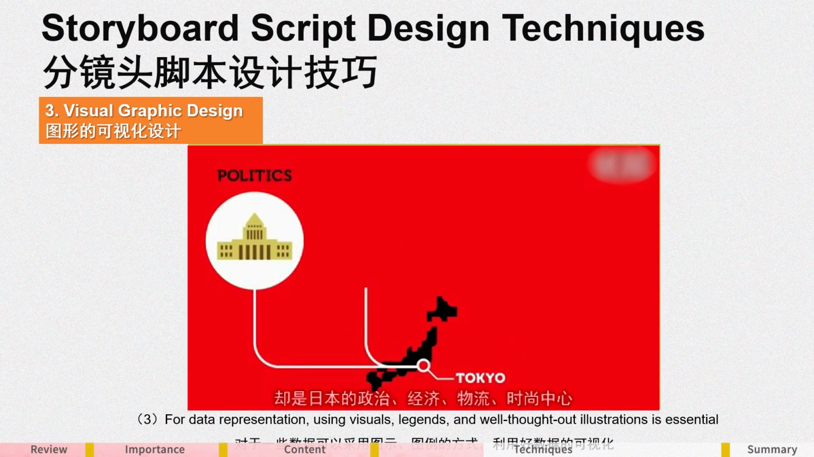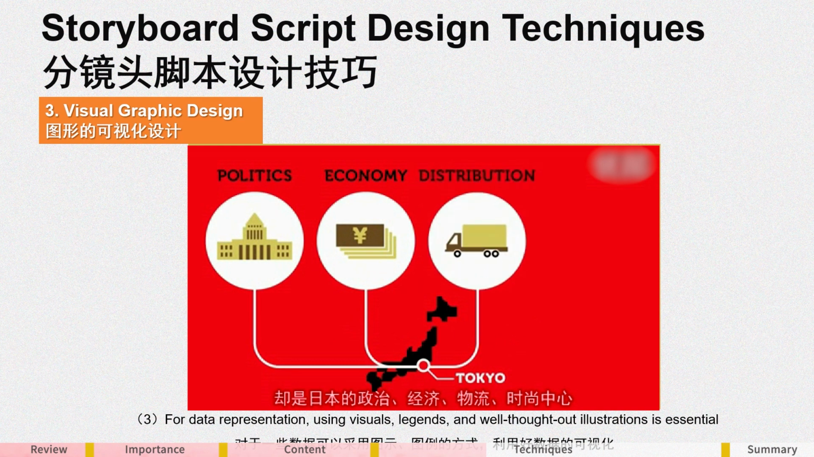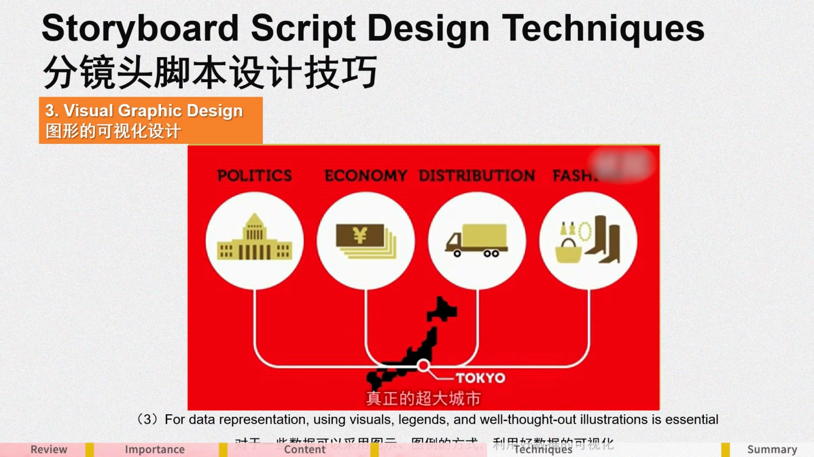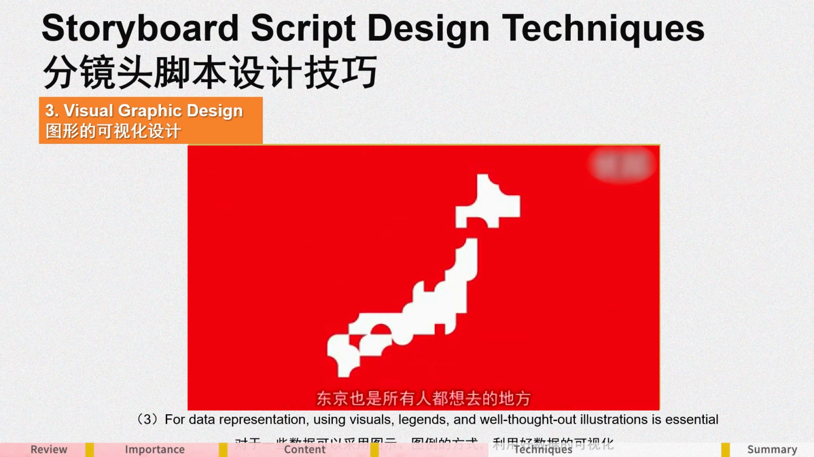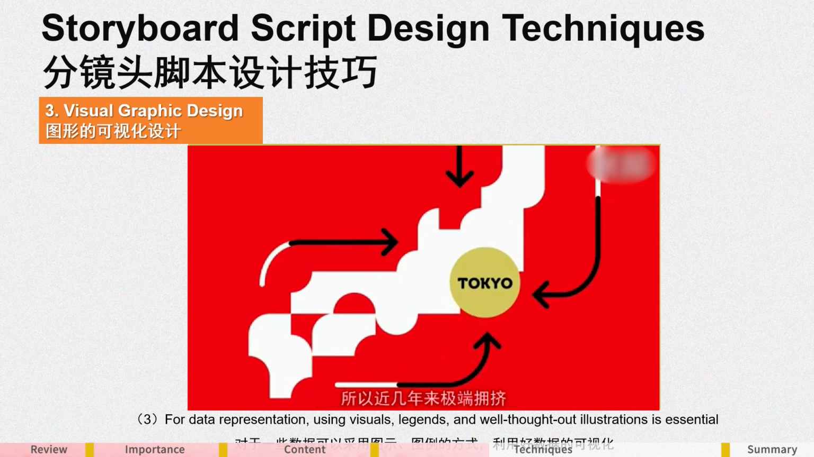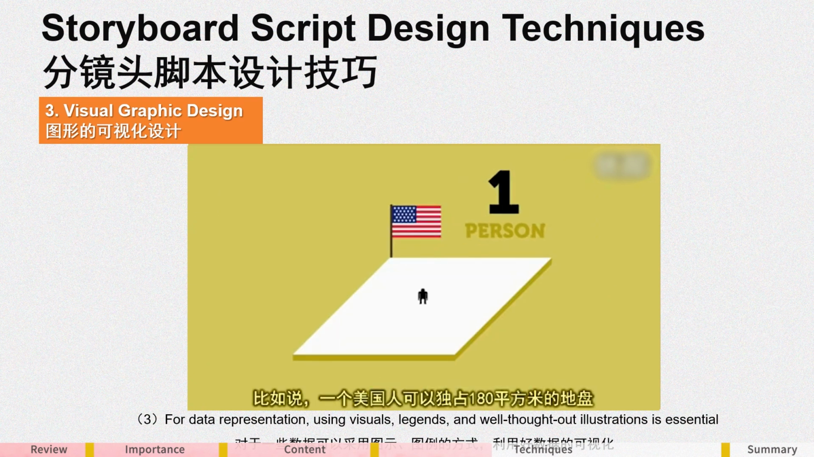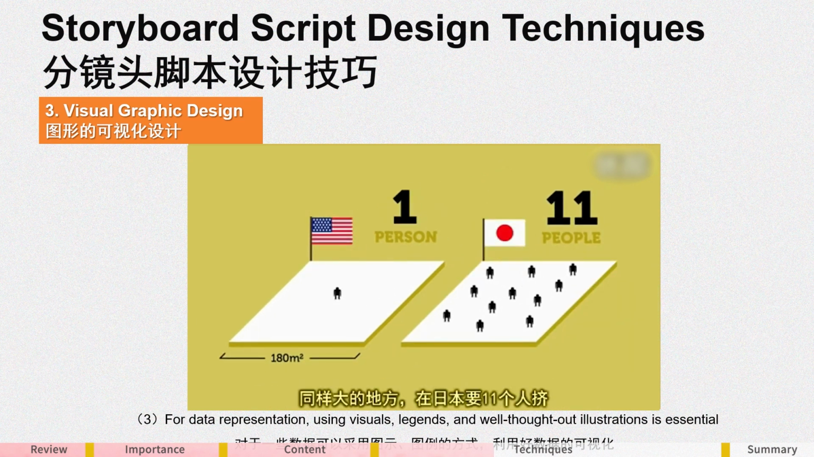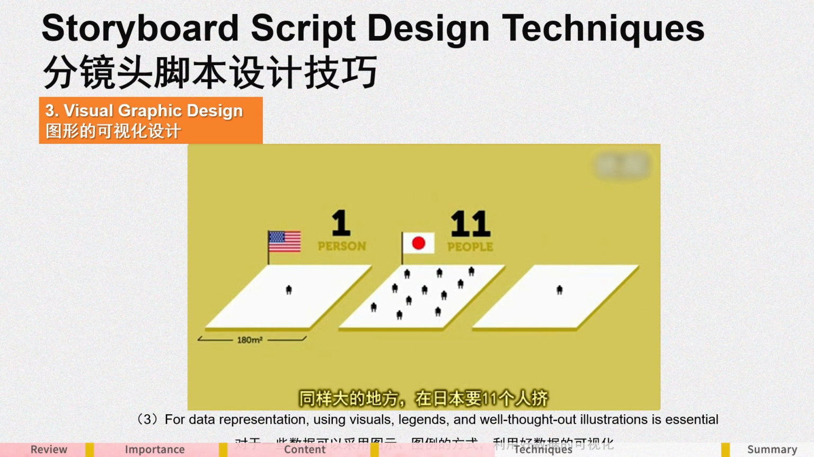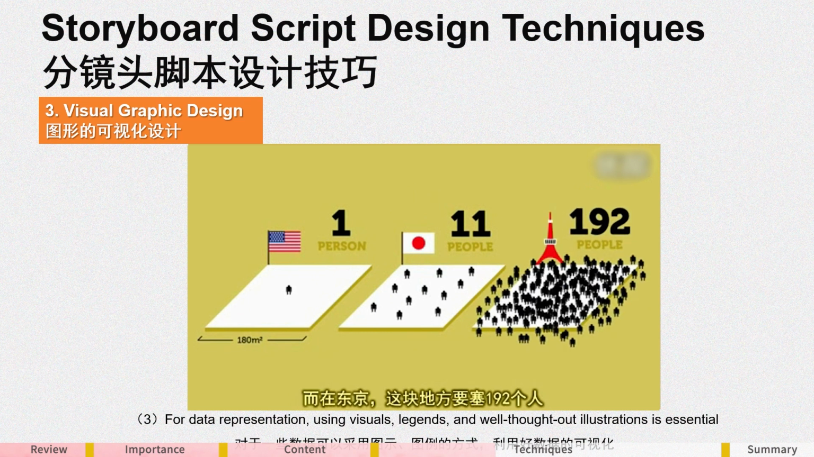Tokyo, Japan's capital city, makes up an extremely small area, but it's the heart of Japanese politics, economy, distribution, and fashion, a true megalopolis. Tokyo is the Mecca, the place everyone wants to live, and so in recent years it's become overpopulated to the extreme. An example, compared to an American who can claim a living space of 180 square meters to himself, there are 11 Japanese people crammed into the same space, but in Tokyo alone, there are 192 people squished into the same extremely cramped living conditions.